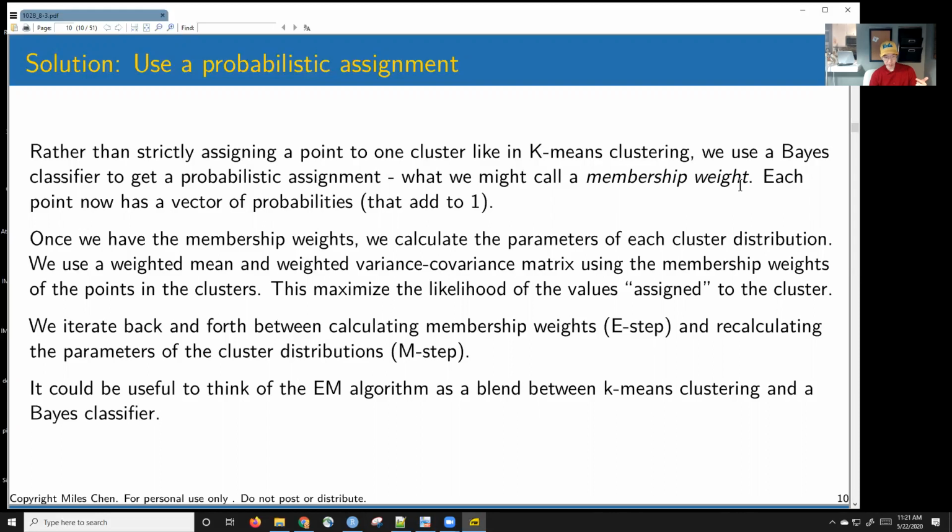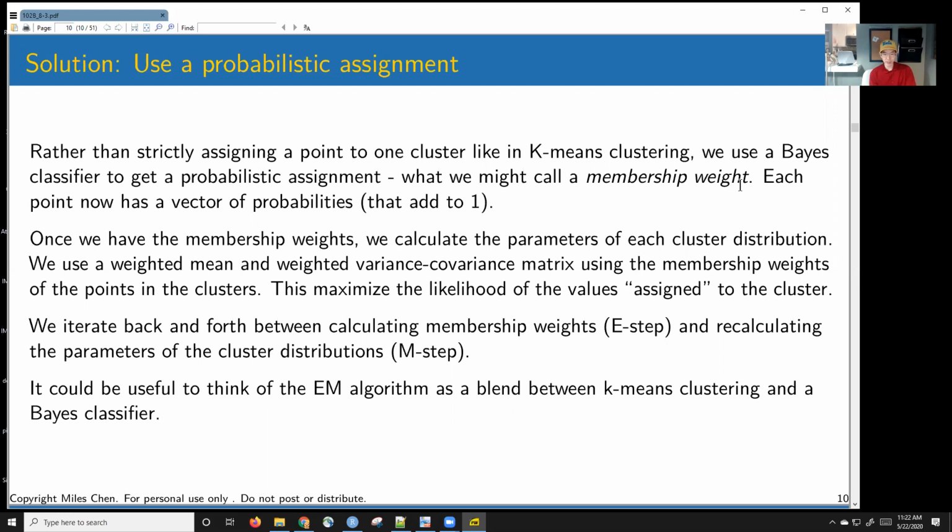And we're going to do that using a weighted mean and a weighted variance-covariance matrix. We iterate back and forth between calculating the membership weights and then calculating the parameters of the cluster distributions, okay?